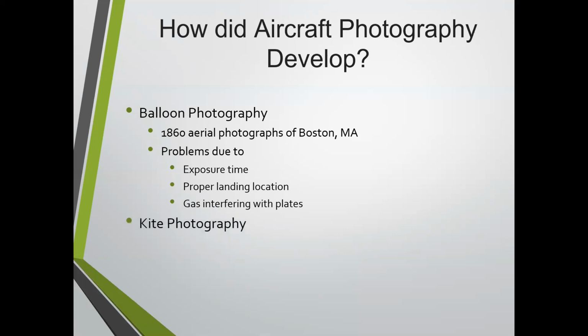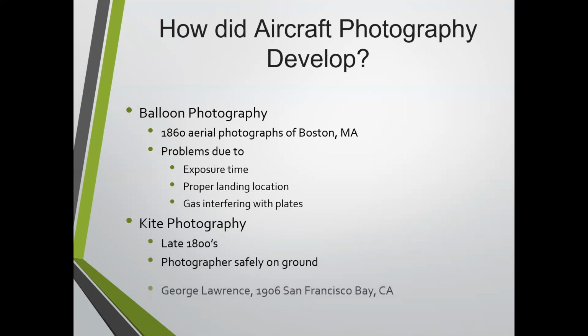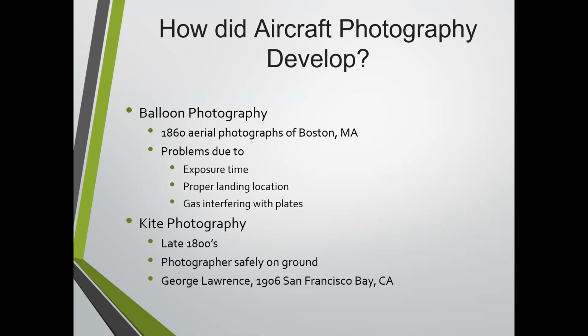They also experimented with kite photography, using a series of kites, developed in the late 1800s. The photographer was, of course, safely on the ground. A guy by the name of George Lawrence did a series of photographs in 1906 San Francisco. I think right after the big earthquake that struck, and then the fires ripped through San Francisco and basically leveled the city. There's a couple of pictures that exist of that.